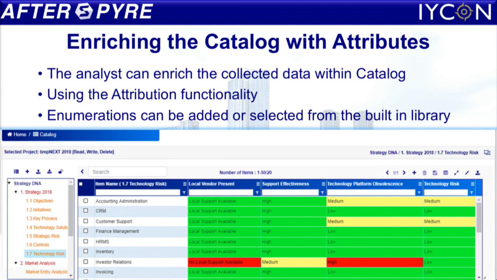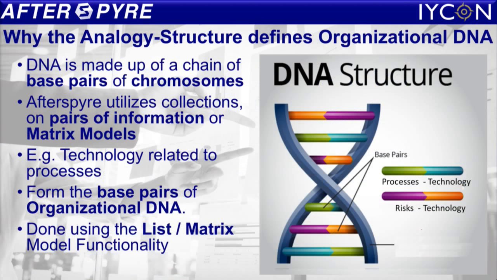The information in the catalog can be enriched with attributes, which can be from the built-in attributes of Afterspyre, or they can add their own attributes. You can create enumerations for the attributes too, and you can color code them so that they look much better.